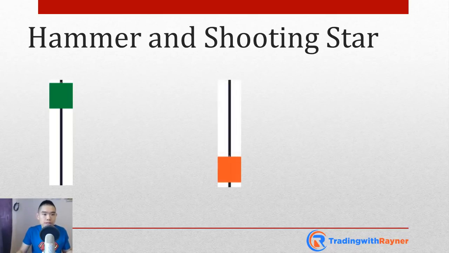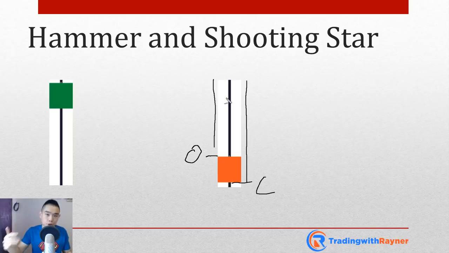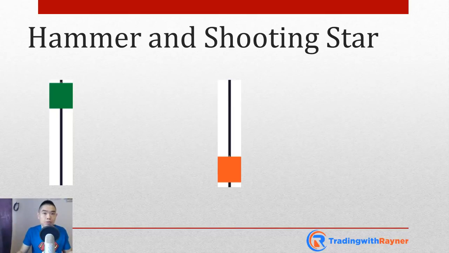On the other hand, the shooting star is just the opposite. It's showing you rejection of higher prices. If you look at this, the price opened here. Buyers took charge, pushed the price up higher. But then sellers suddenly came in and pushed the price down. Maybe they think that the price is too high, it can't go any higher. They short the market, and the market collapsed lower, finally closing near the lows. So this is a rejection of higher prices. These two patterns, again, are used to help you identify market reversals.